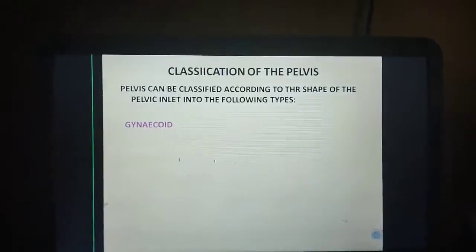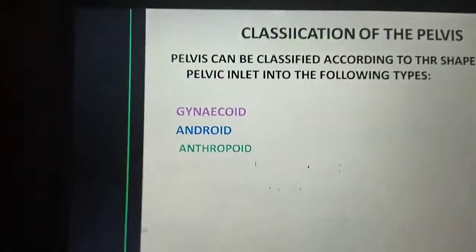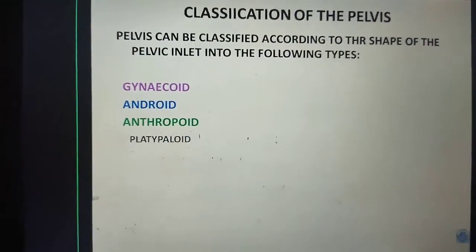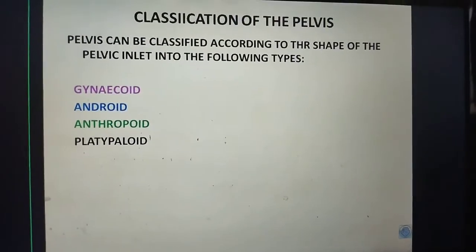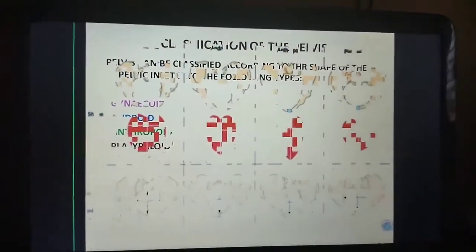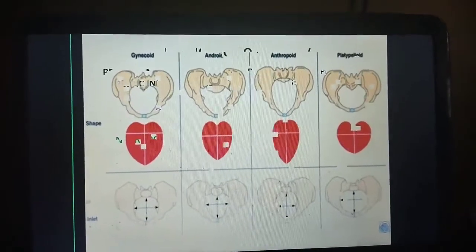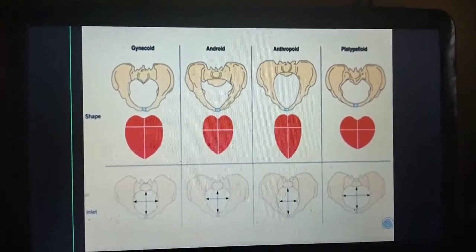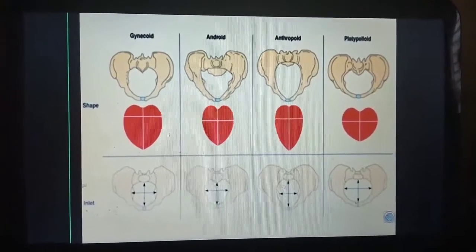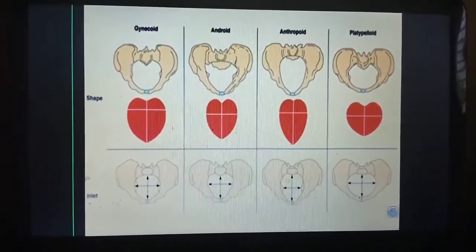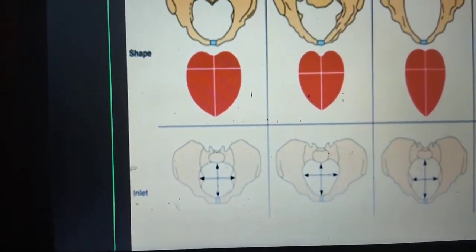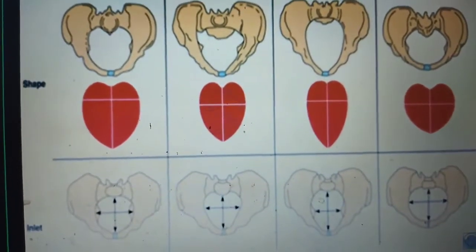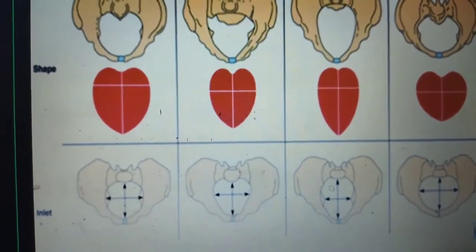Now here again we recapitulate the types of pelvis that we have just seen: gynecoid, android, anthropoid and platypeloid. Pelvis can be classified according to the shape of the pelvic inlet. Now this shows the difference in shape and the anteroposterior and transverse diameters. In the gynecoid pelvis, the anteroposterior and transverse diameters are almost the same. In the android, it is heart-shaped, the anterior segment being narrower.